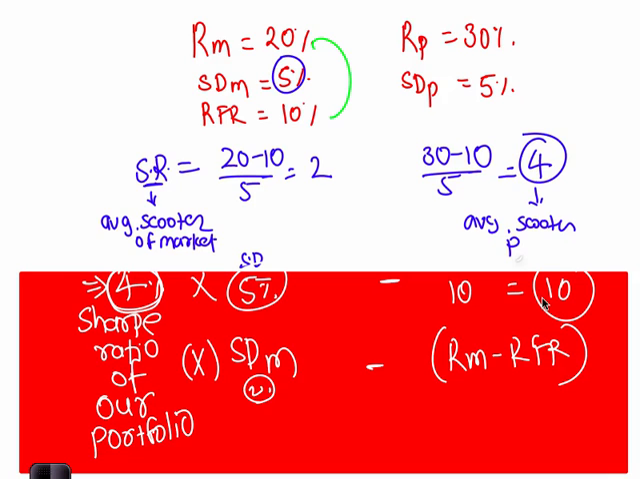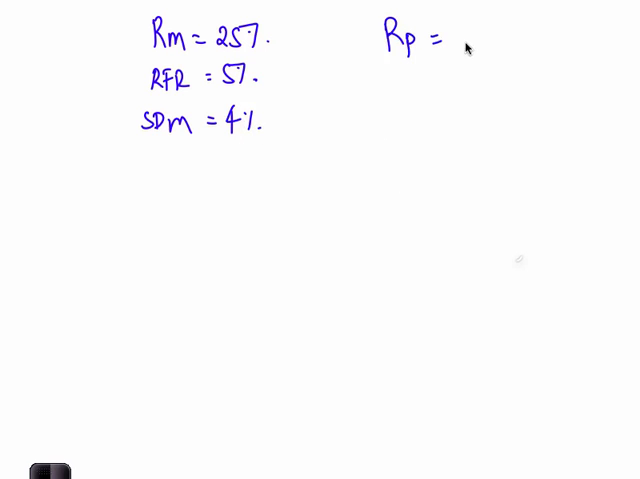Do you want to do one more? So let us say return on market 25%, RFR 5%, standard deviation of market 4%, return on portfolio P 20%, standard deviation of portfolio P is 3%. Okay, fine, 3%. Now calculate M squared.